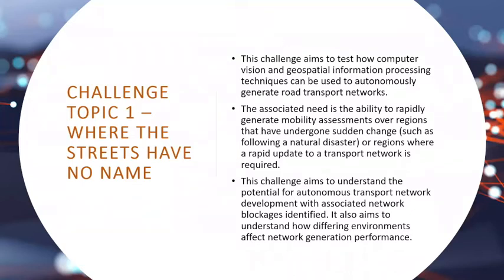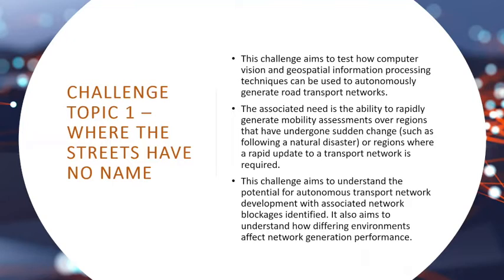We are hoping to understand two key things. Number one is the potential to autonomously generate these transport networks with associated network blockages identified. What we mean here is identifying network segments where that part of the network cannot be passed anymore. This could be a building that has collapsed onto a road or collapsed trees, for example.